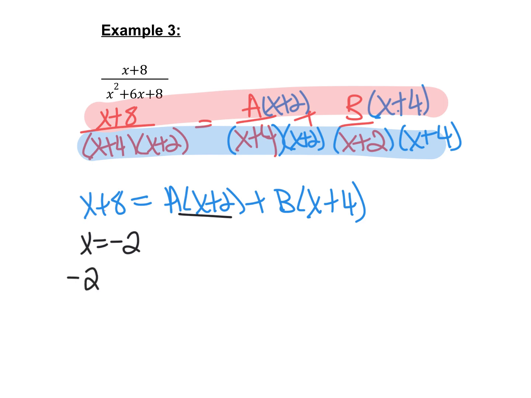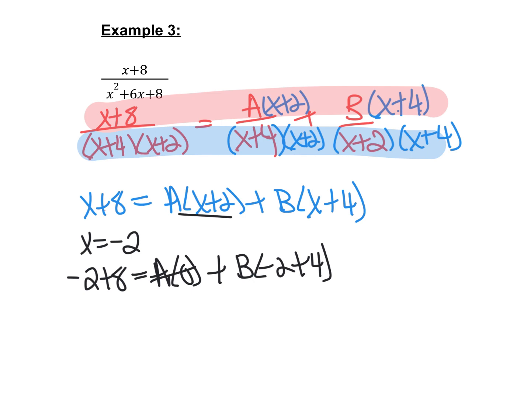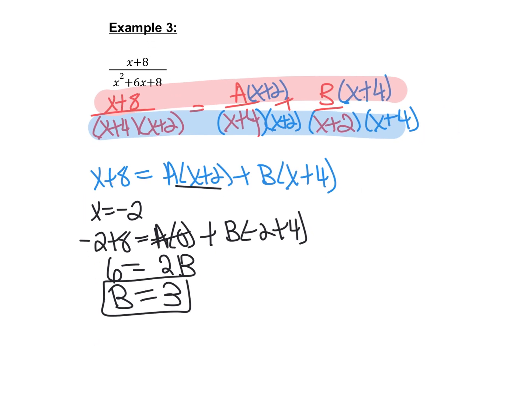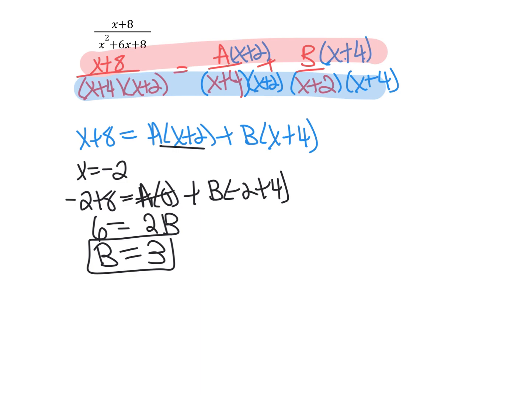So -2 plus 8 equals a times -2 plus 2, which is 0, so that's going to cancel, plus b times -2 plus 4. So I get 6 equals 2b, since -2 plus 4 is 2, which means b equals 3. Okay, so then I'm going to substitute b back in there.